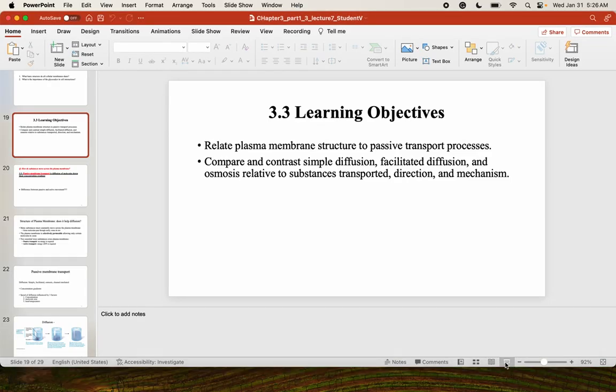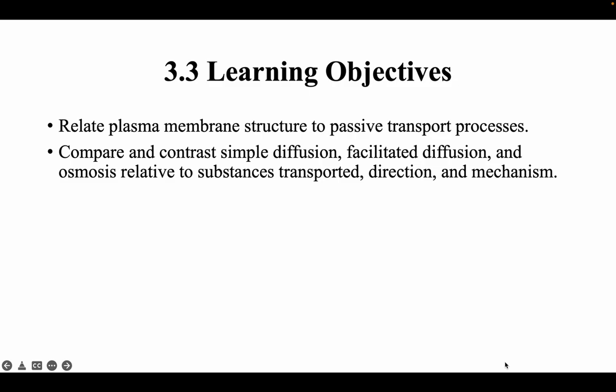All right, so we are going to talk today about transport systems across the cells, across the plasma membrane. We have covered already the structure of the plasma membrane, so keep that in mind while we talk about that. First we'll talk about the passive transport system, diffusion, and then we'll get into active transport.